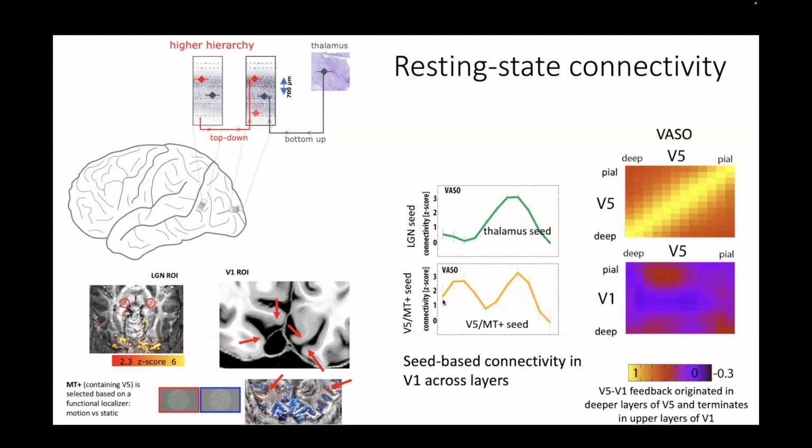This is different in the same target region, in the same V1, when we pick a seed region in V5/MT, because then we still have these shared covariances, but we also have this additional source of fluctuations that's coming from feedback from V5 to V1, which might also be visible as these off-diagonal elements in a layer-by-layer correlation matrix.